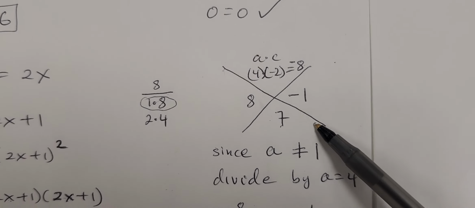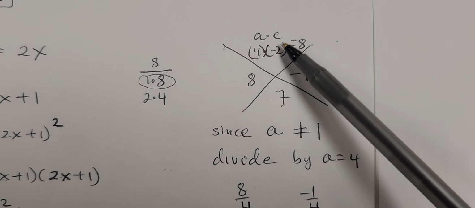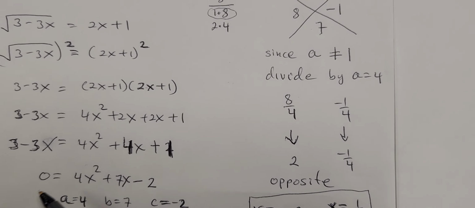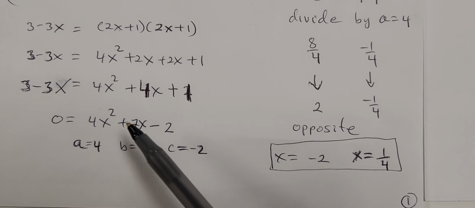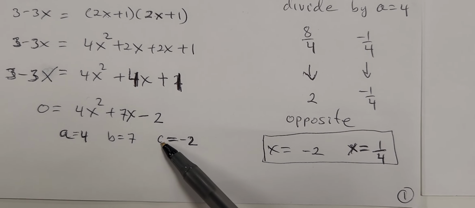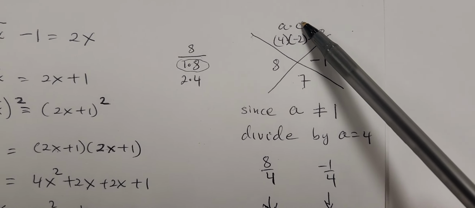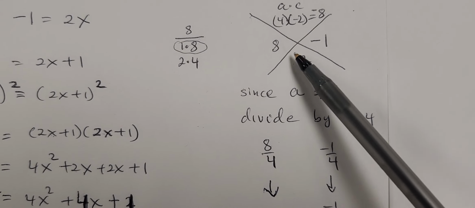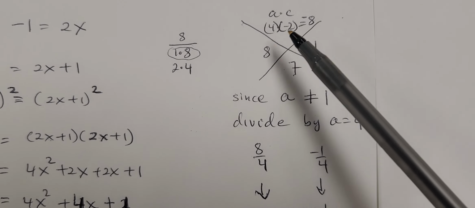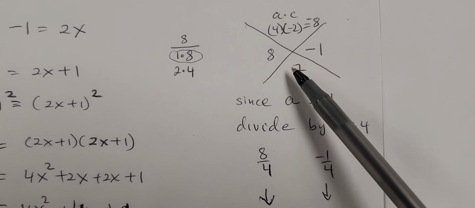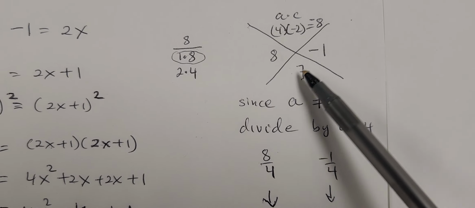So using my x, top AC, B is the bottom, which is 7. One more time. A is 4, B is 7, C is -2. I'm using the x method here. So top, A times C, and then down here is the B. So 4 times -2 gives me -8. This B is the 7, so B is down here.